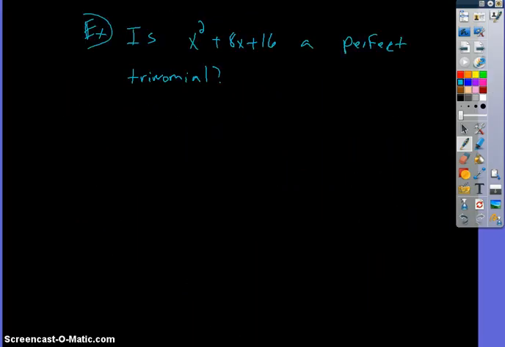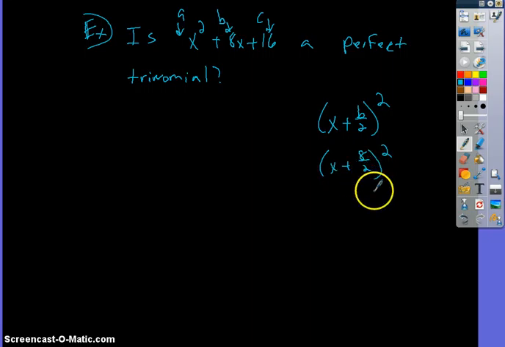So the question is, is x squared plus 8x plus 16 a perfect trinomial? Well, if it was, it should factor to be x plus b divided by 2, squared. So in this case, b is 8. So it should be x plus 8 divided by 2, squared. If you don't remember why b is 8, remember a is the coefficient of x squared, b is the coefficient of x, and c is the constant on the end, from the standard form of a quadratic. So anyway, we have x plus 8 over 2, which reduces to x plus 4 squared. So if it was a perfect trinomial, it should factor to be x plus 4 squared.